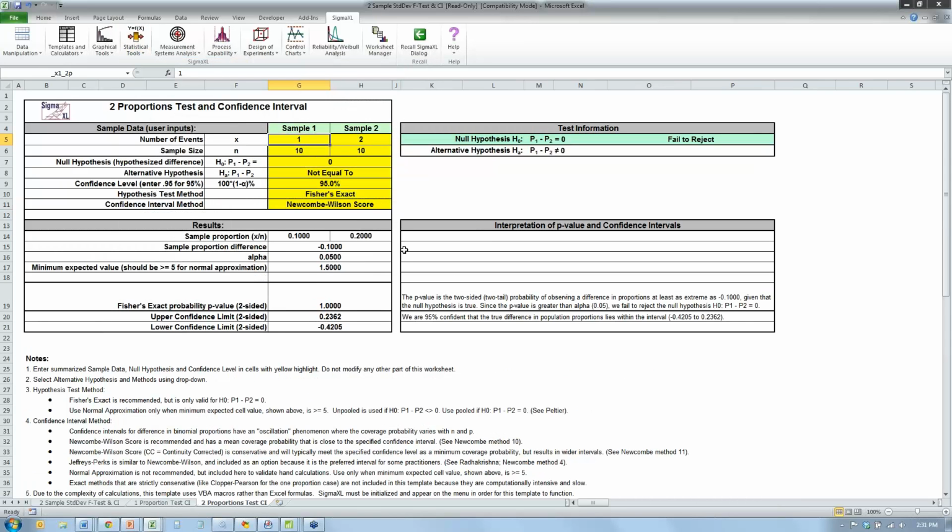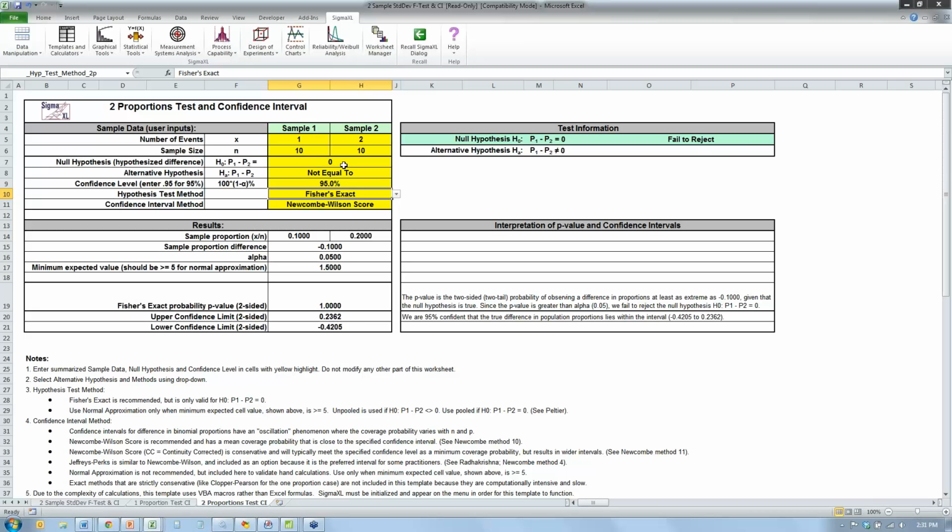And in the two proportions case, we have hypothesis test method, Fisher's exact. Previously, by the way, we only included the hypothesis test. We did not include the confidence interval. So you have Fisher's exact, you have normal unpooled, and you have normal pooled. Again, on the normal side, really only recommended when you're doing hand calculations. Fisher's exact is a better method for the hypothesis test to get the p-value. And if the null hypothesis is different, then you should use the unpooled.